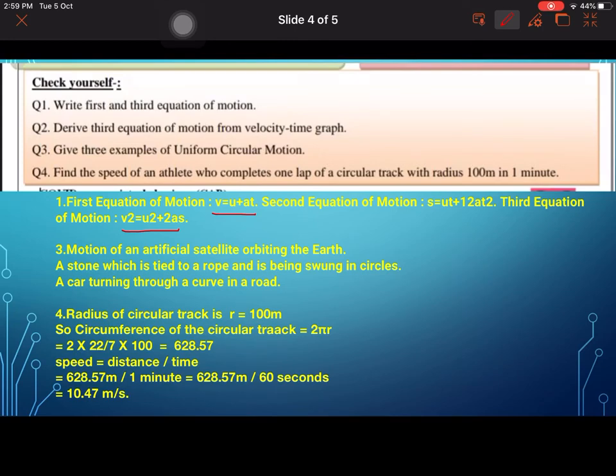Fourth question: find the speed of an athlete who completes one lap of a circular track with radius 100 meter in 1 minute. So r is given as 100, and the formula is 2 pi r. So 2 pi r will give you 628.57 meter. Speed is equal to distance upon time, so distance travelled will be 628.57. Time taken is 1 minute, and we convert it into seconds. The answer will be 10.47 meters per second.